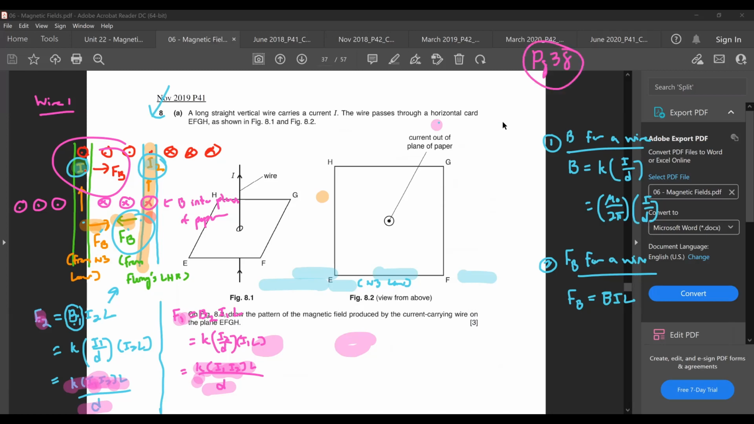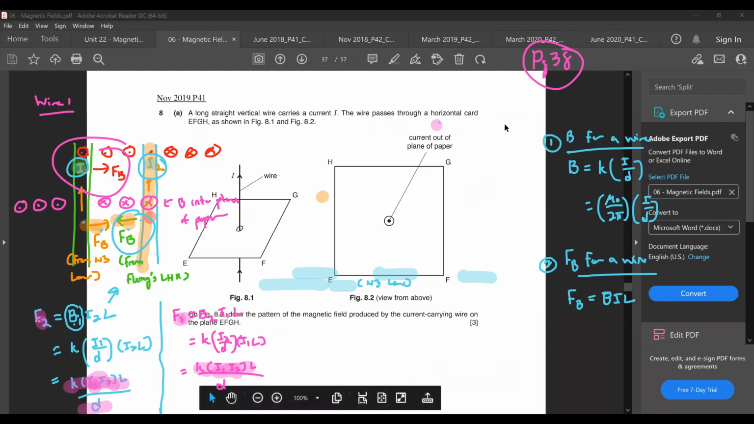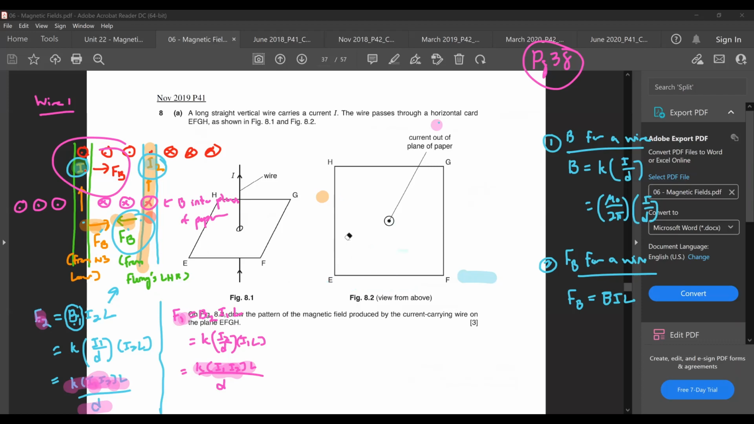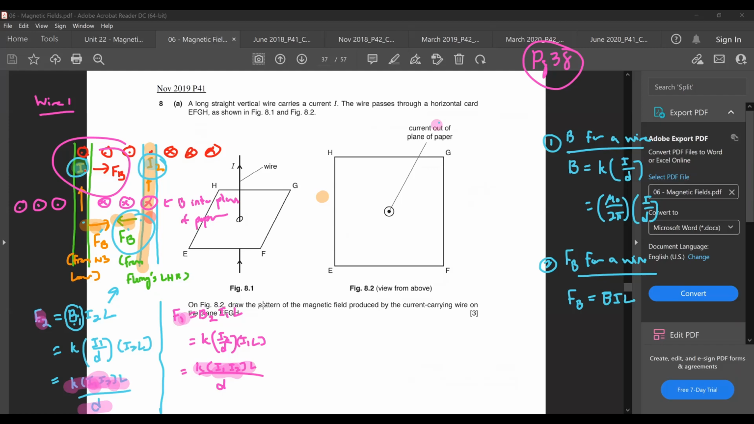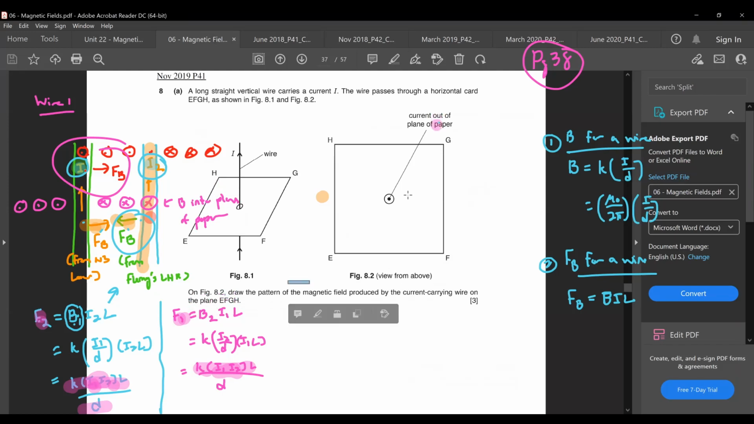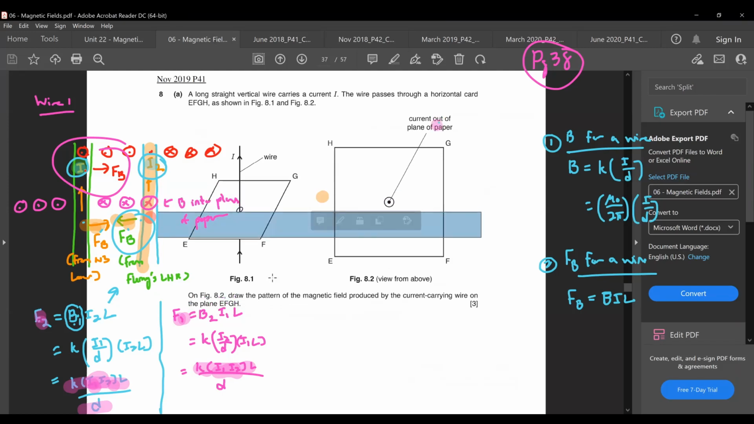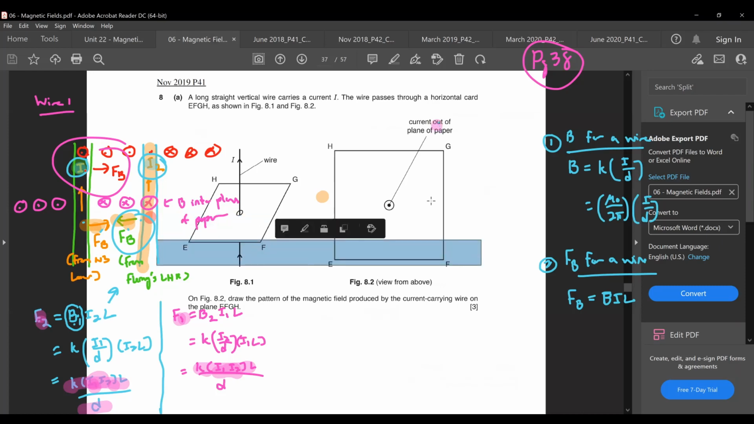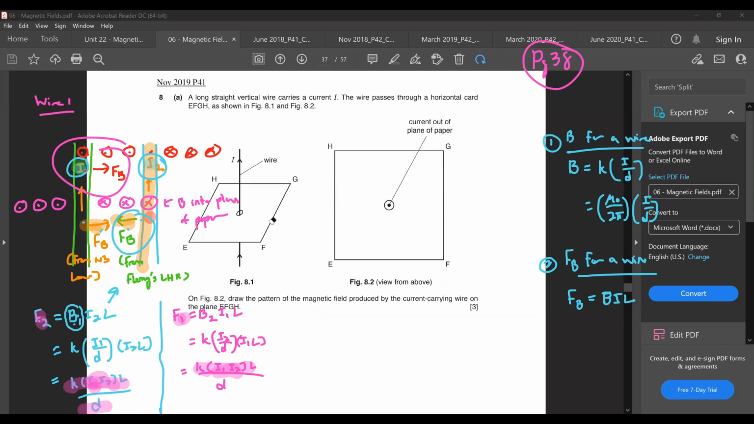Okay. So they tell you you have a long straight vertical wire that carries a current of I, while the wire passes through a horizontal cut EFGH as shown in figure 8.1 and 8.2. So they're asking you right now on figure 8.2, draw the pattern of the magnetic field produced by the current carrying wire in plane EFGH. They want you to draw the pattern of the magnetic field caused by the wire.